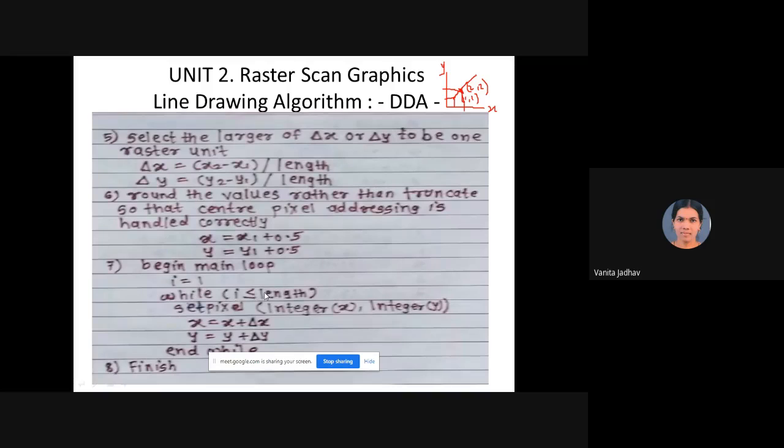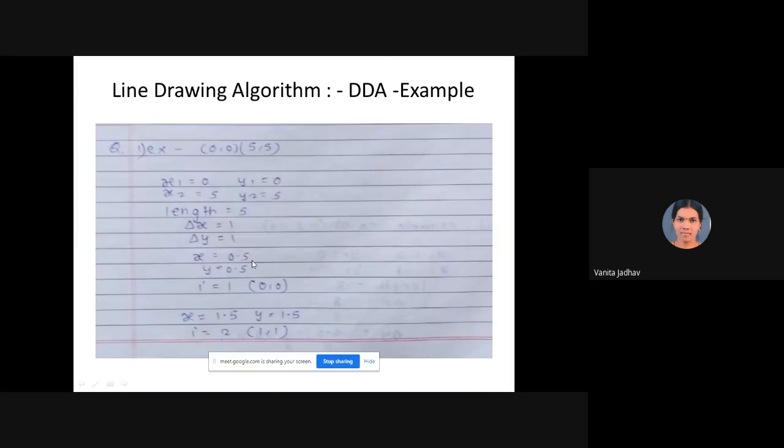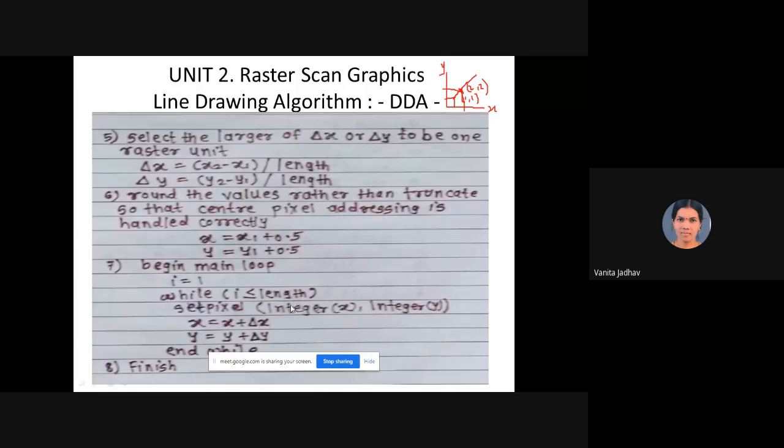So if the condition is true, what do I need to do? I need to set the pixel. So set pixel integer x, integer y. What is the value of x? Value of x is 0.5. Value of y is 0.5. So what I will do is take integer of 0.5 and integer of 0.5.